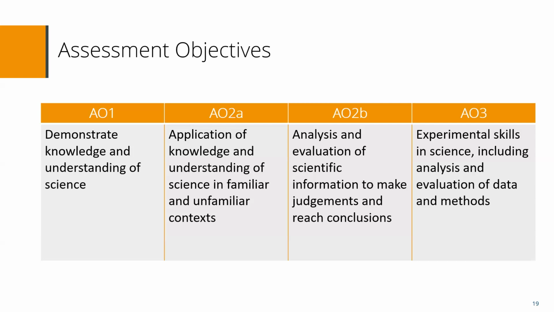AO1, AO2 is split into two, AO2A and AO2B, and then there's AO3. AO1 is all about demonstrating knowledge and basic understanding in science. AO2A is about the application of knowledge and understanding of science in familiar and unfamiliar contexts. AO2B is about analysis and evaluation of scientific information to make judgments and to reach conclusions. And AO3 is about experimental skills in science, including analysis, evaluation, data and methods. AO3 will only appear in units 3 and 6, and AO1, AO2A and AO2B will only appear in units 1, 2, 4 and 5.